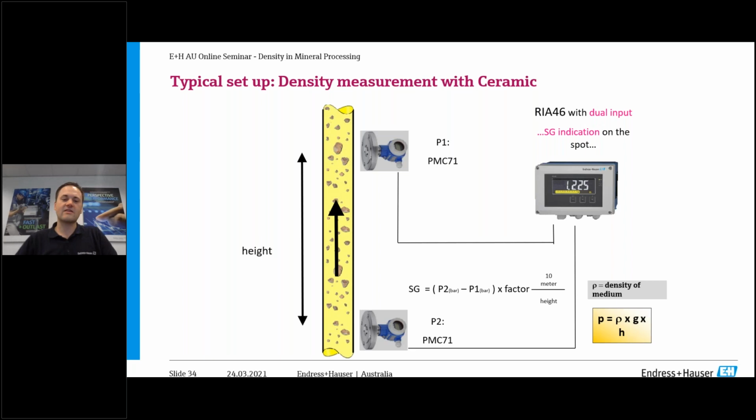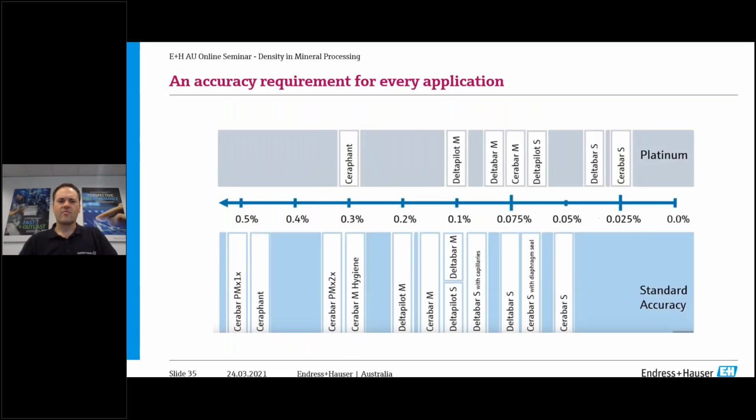That calculator is really determining the density of the medium with that formula there in that box, so density times g times h. So as long as you know the height between the two different devices, then you can determine the density. So it's a very straightforward way to measure density, but in mining it's not as common these days. But we do have a few examples that I'll show later.